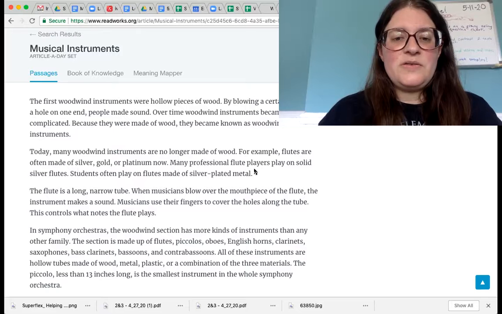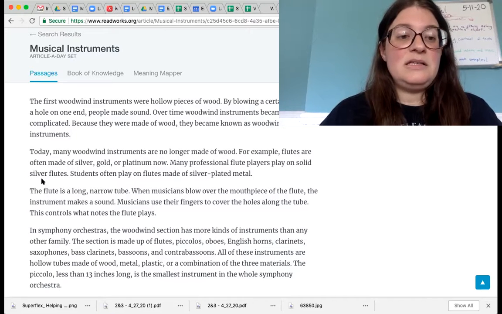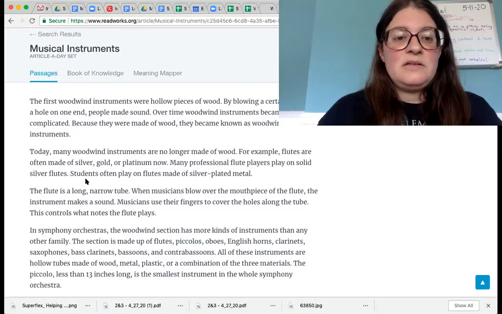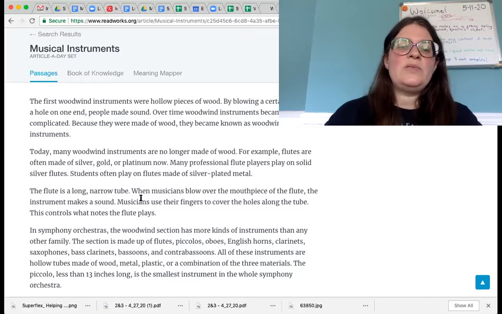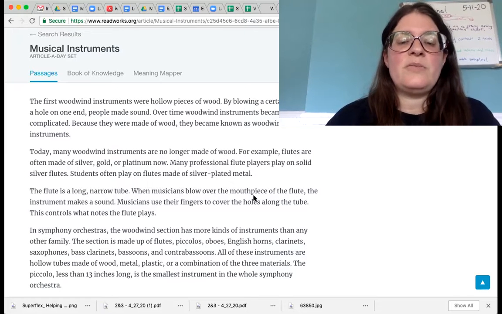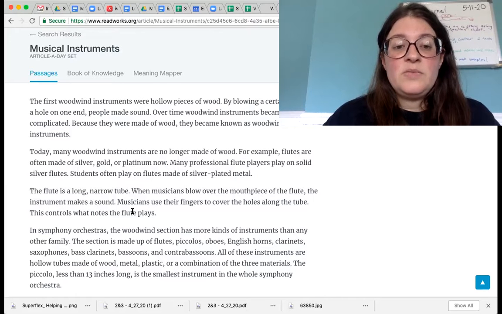Many professional flute players play on solid silver flutes. Students often play on flutes made of silver-plated metal. The flute is a long, narrow tube. When musicians blow over the mouthpiece of the flute, the instrument makes a sound. Musicians use their fingers to cover the holes along the tube. This controls what notes the flute plays.